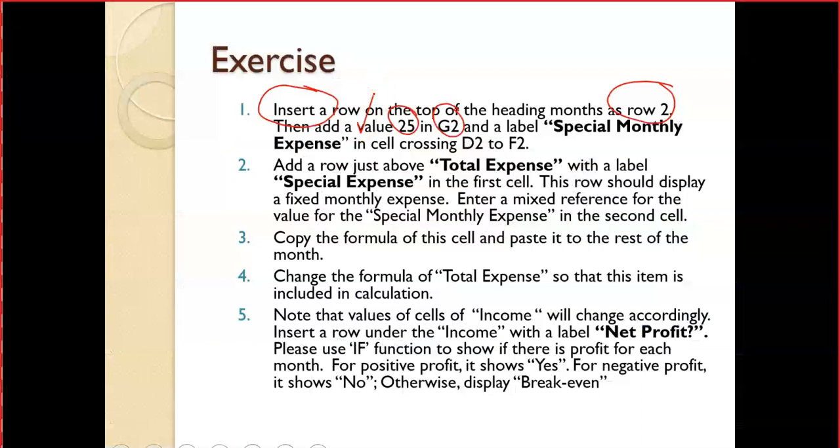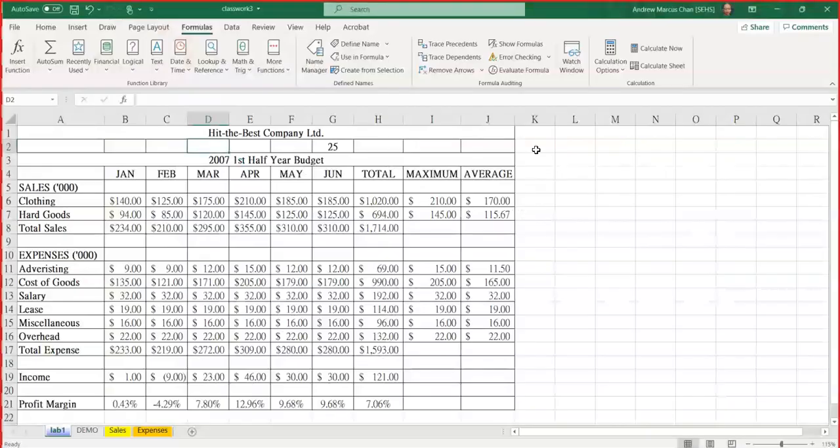And then here comes something we learned last time, a formatting technique. It says we have to add a label special monthly expense in the cell crossing D2 to F2. If you are crossing something, remember how we would do? We're going to be using a technique we learned last time called merge and center. Remember? So the first thing you have to do before you do the merge and center is highlight somewhere and then you merge and center it, right?